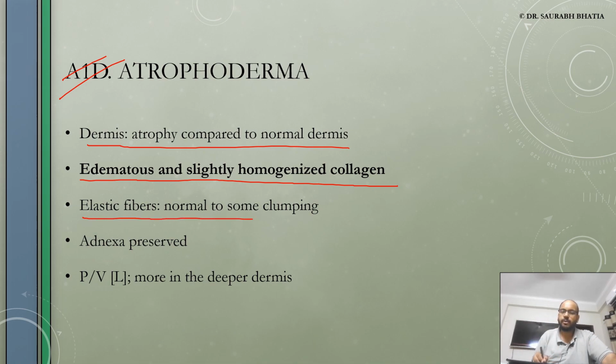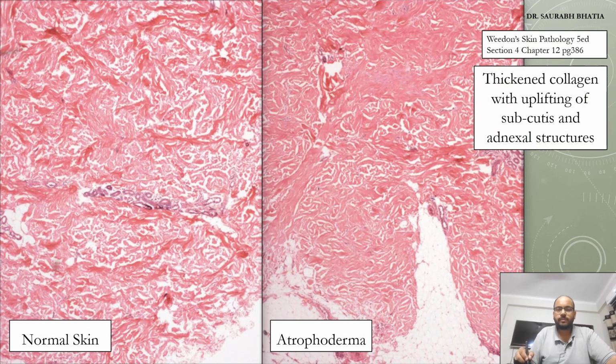The elastic fibers can be normal or there can be some clumping of elastic fibers. But remember that adnexa is spared or preserved. There are perivascular lymphocytes, but there are more in the deeper dermis in Atrophoderma. If you look at this biopsy slide, which I've taken from Weedon's, there is thickened collagen with uplifting of subcutis and adnexal structures. It's a similar concept to what we see in Morphea, the upliftment of the eccrine glands. In this, instead of eccrine glands, the subcutis is getting lifted up.